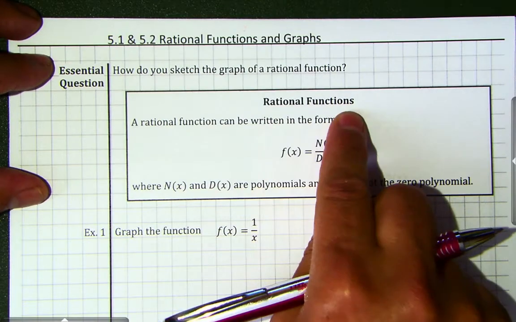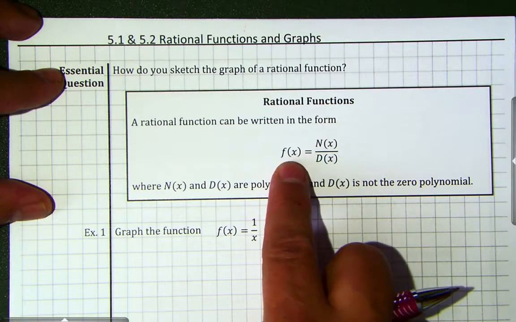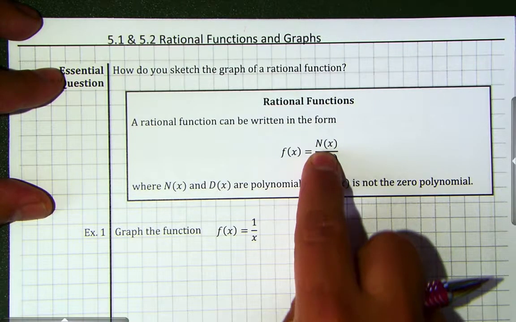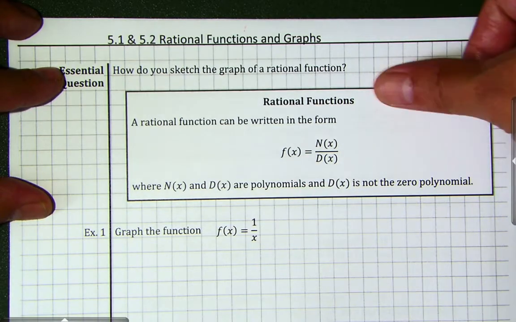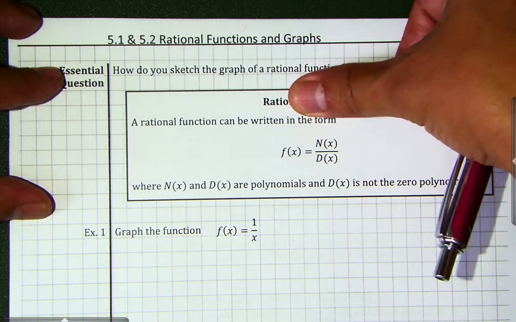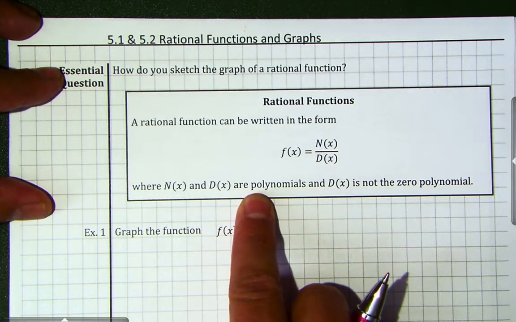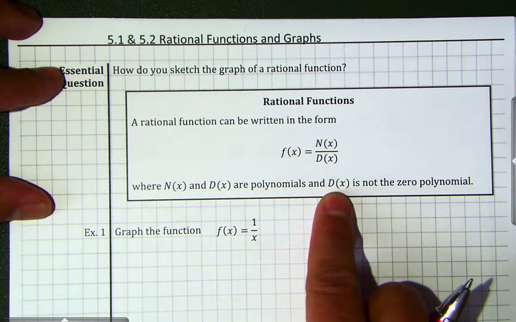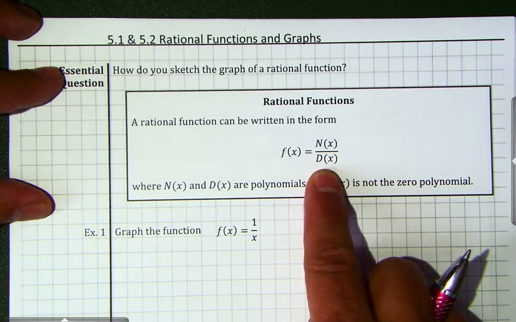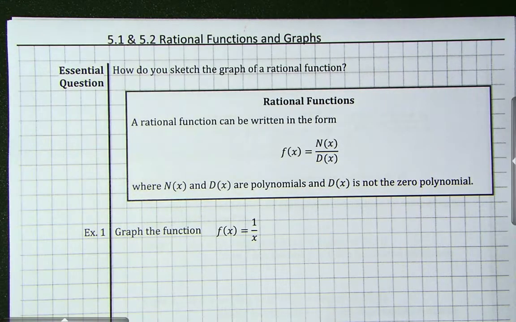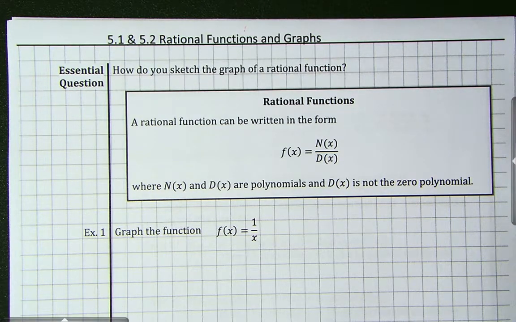So rational functions. A rational function can be written in the following form, where we have a function equals two functions, your numerator function and your denominator function. Remember, the word rational comes from the word ratio, which is a fraction. And your numerator and denominator will be polynomials. And d of x, your denominator function, is not a zero polynomial because if it's zero, it'll be undefined, correct? So now we are going to graph the function f of x equals 1 over x.